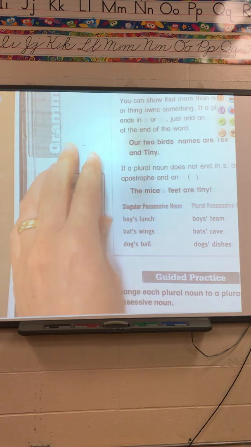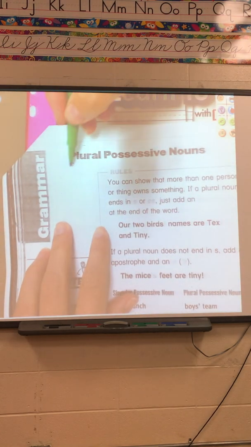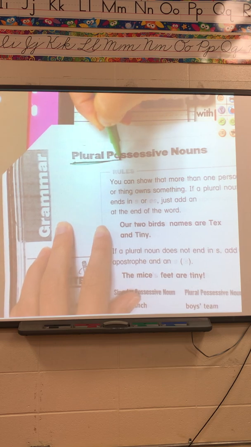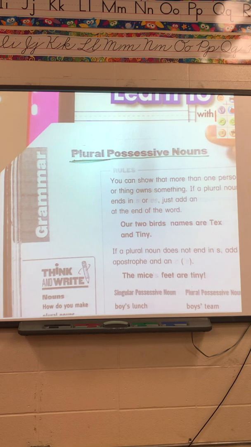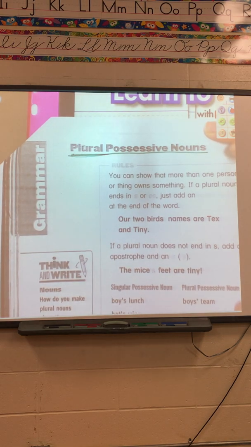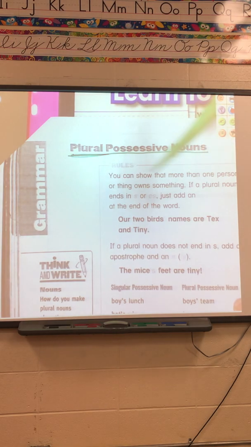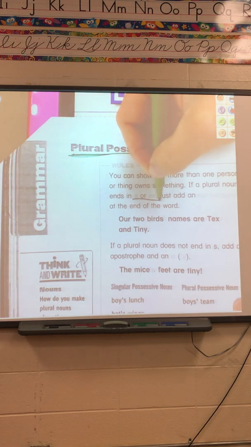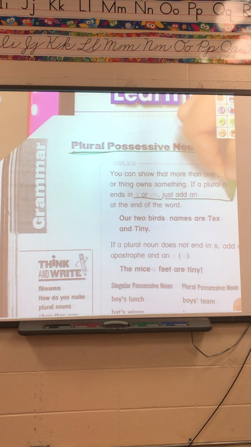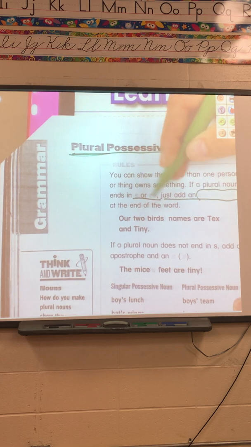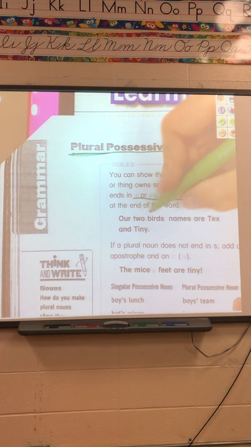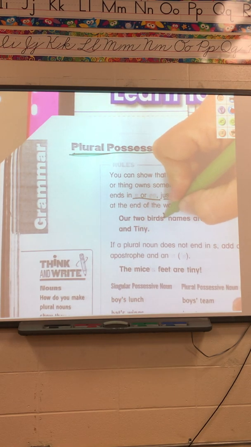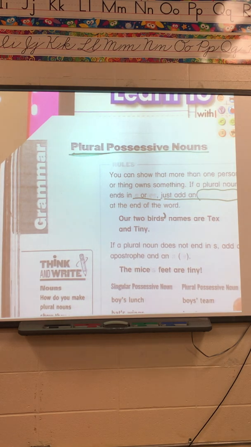Now we're going to talk about plural possessive nouns. That means more than one thing is owning something, okay? You can show that more than one person or thing owns something if a plural noun ends in S or ES. All you do is add an apostrophe at the end of the word. Our two birds' names are Tex and Tiny. So you got more than one bird, and the apostrophe goes after the S.